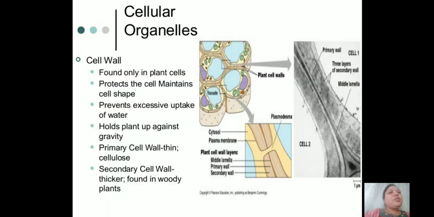Cell wall is found only in plant cells, where it protects and maintains the cell shape. Cell wall also prevents the excessive uptake of water and holds the plant against gravity. The cell wall in plants is made up of cellulose. The primary cell wall is very thin and made up of cellulose, whereas the secondary cell wall is thick and found in woody plants only.